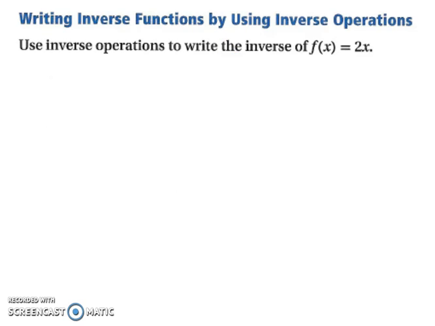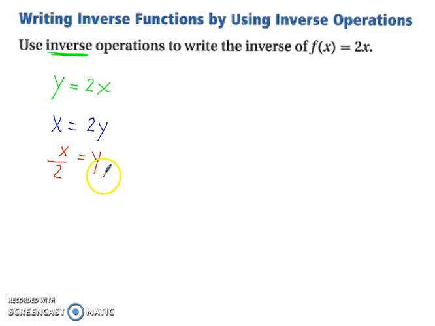Use inverse operations to write the inverse of f of x equals 2x. Well, we talked about how f of x is like the same thing as saying y. So let's start by writing this as though it has a y. So we have y equals 2x. Now, because we want the inverse, we're going to switch our x and our y. So we're going to have x equals 2y. And now, solve for y. You want y by itself. So we're going to divide both sides by 2. So we end up with y equals x divided by 2.